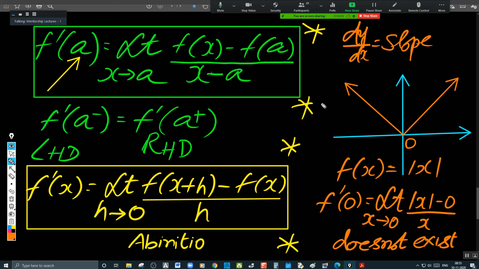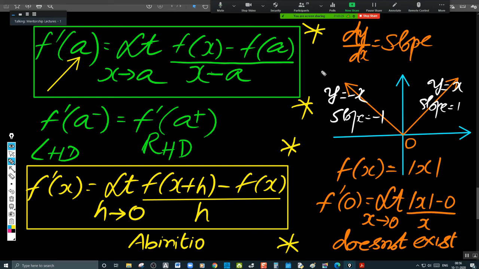Now, if you take the left-handed derivative and the right-handed derivative, that is, the left-handed slope and the right-handed slope. For the left-handed slope, the line is y is equal to minus x, and its slope is minus 1. And if you take this line, it is y is equal to x, and its slope is plus 1.